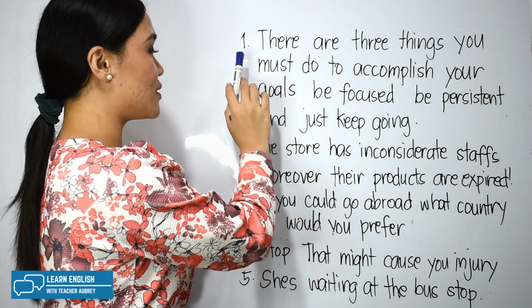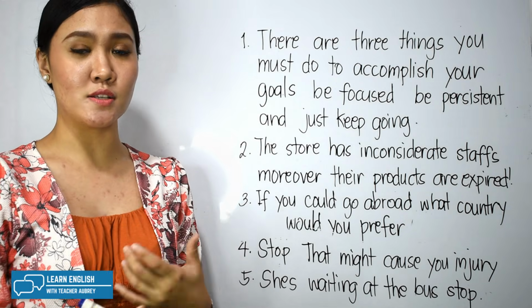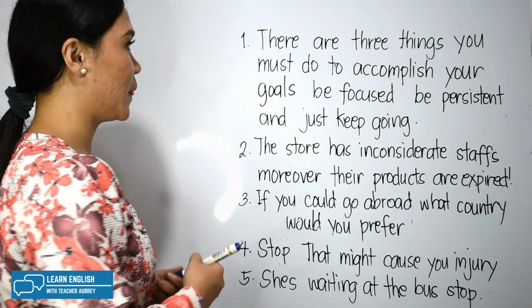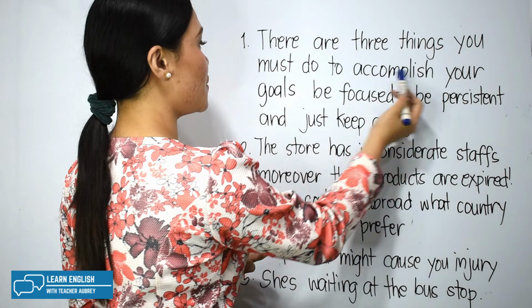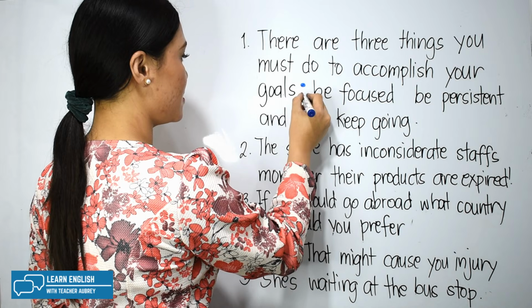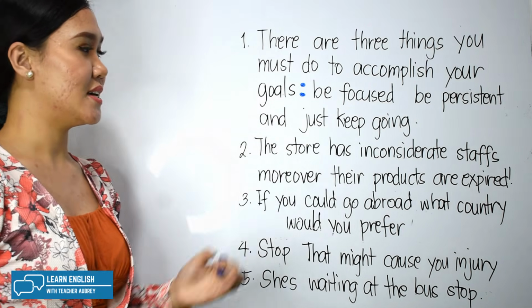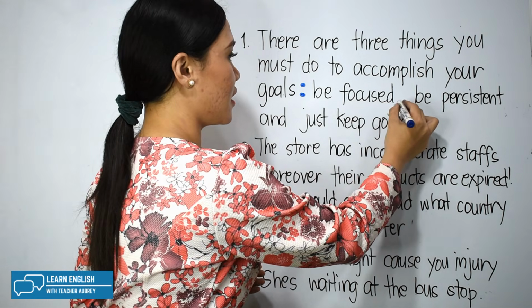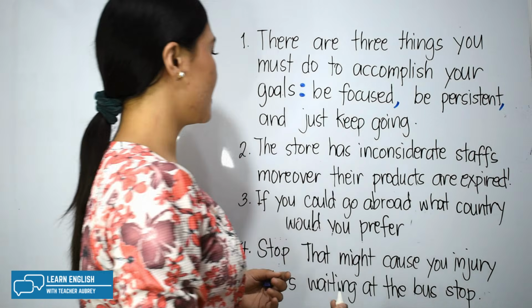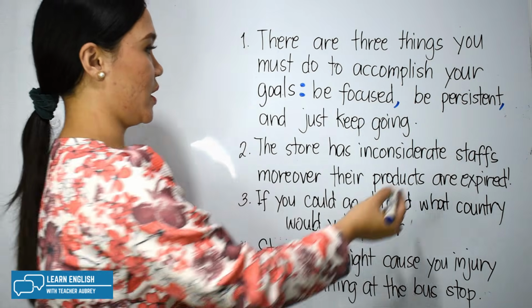In this first sentence, gumamit muna tayo ng independent clause na mag-i-introduce sa list of particular things to do. There are 3 things you must do to accomplish your goals. So we need to use colon. Be focused, comma, be persistent, comma, and just keep going, period.